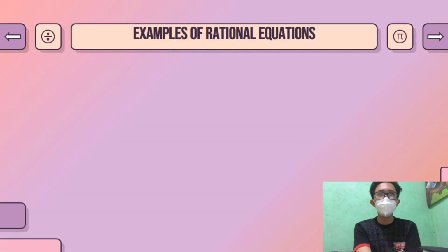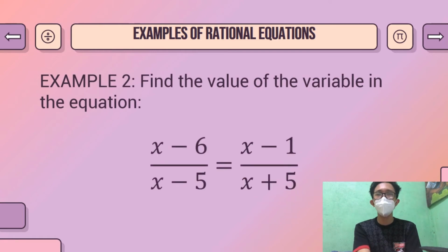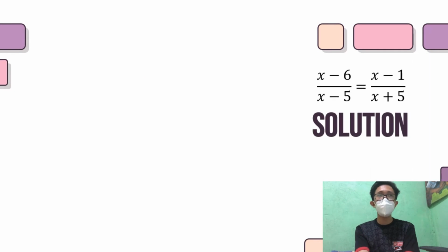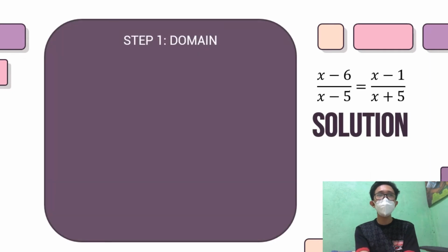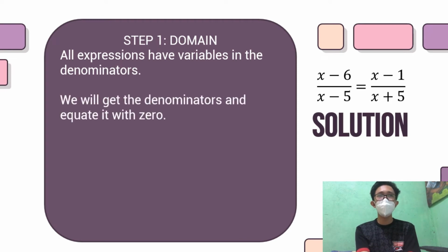Example number 2. Find the value of the variable in the equation x minus 6 over x minus 5 is equal to x minus 1 all over x plus 5. So, same process will be used. So, sa step 1, getting the domain. So, lahat ng expressions, both left and the right side of the equation, ay may variables ang denominator. So, we will get the denominators and equate it with 0. So, magiging x minus 5 is equal to 0 and x plus 5 is equal to 0.